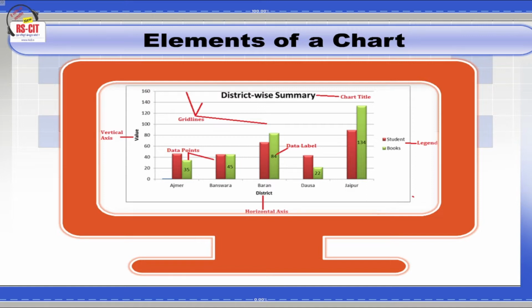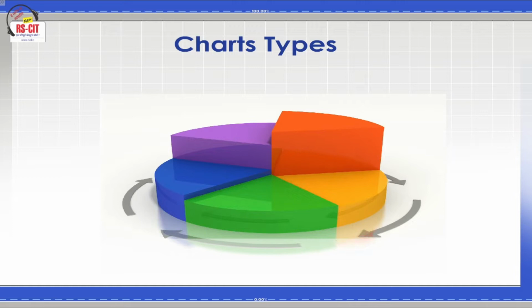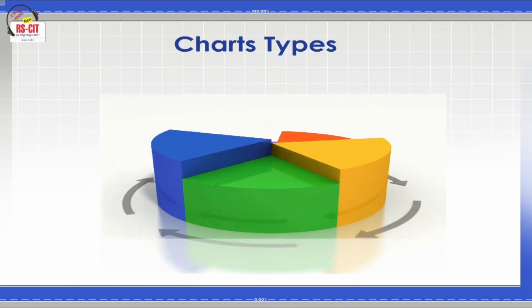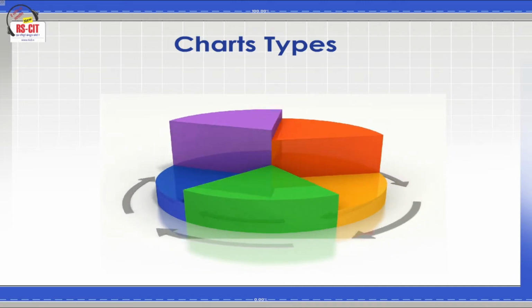Data labels. The actual value of the data point is called a data label. Grid lines. Horizontal lines displayed in the plot area are called grid lines. Chart types. Now let's see what the different chart types available in Excel 2010 are.